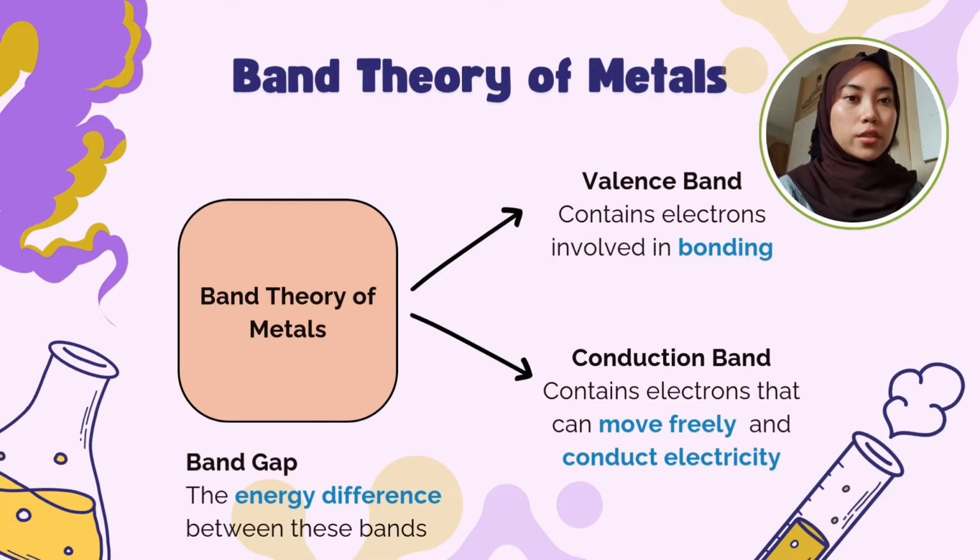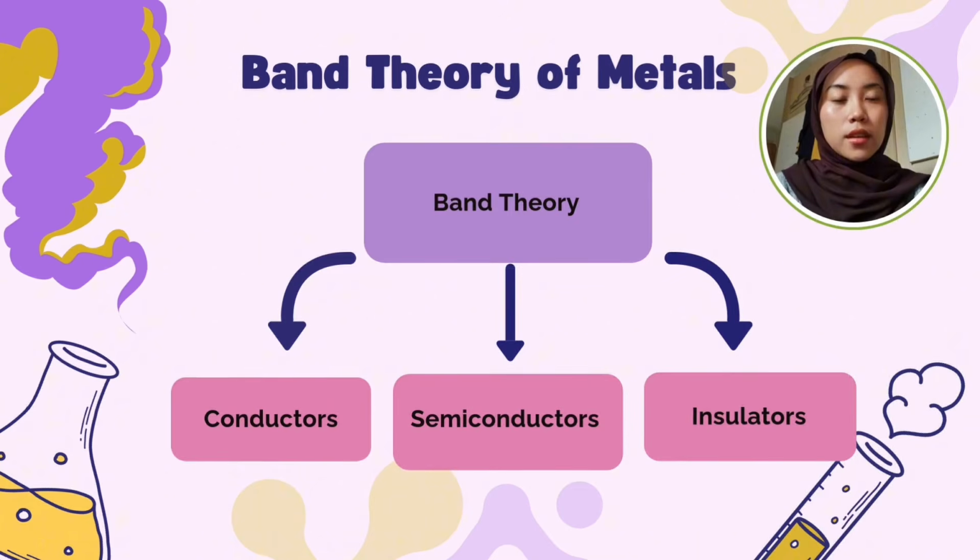It is also known as the band theory of solids and zone theory of solids. The energy bands can be classified into three, which are the valence band, conduction band, and forbidden band. The two most important bands are the valence band, which contains electrons involved in bonding, and the conduction band, which contains electrons that can move freely and conduct electricity. The energy difference between these bands is called the band gap. Therefore, it defines conductors, which are metals, semiconductors, and insulators very clearly and distinctly.